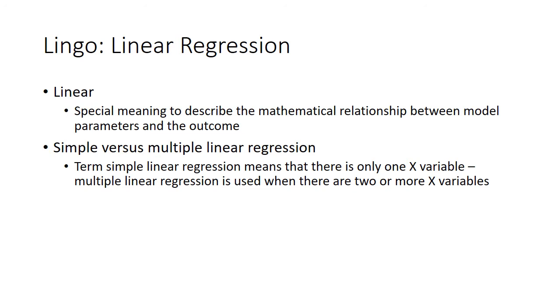So we're looking at our linear regressions. Obviously, they're linear, which means that it's describing a mathematical relationship between the model parameters and then the outcome. And we're going to see that you can have a simple linear regression, and then there's also multiple linear regressions. Simple just means that we're only looking at one set of variables, so only one x variable and one outcome y variable. Whereas when we're looking at multiple linear regressions, you're going to find that you can look at two or more x variables. That's going to be one of the big differences there between simple and multiple.